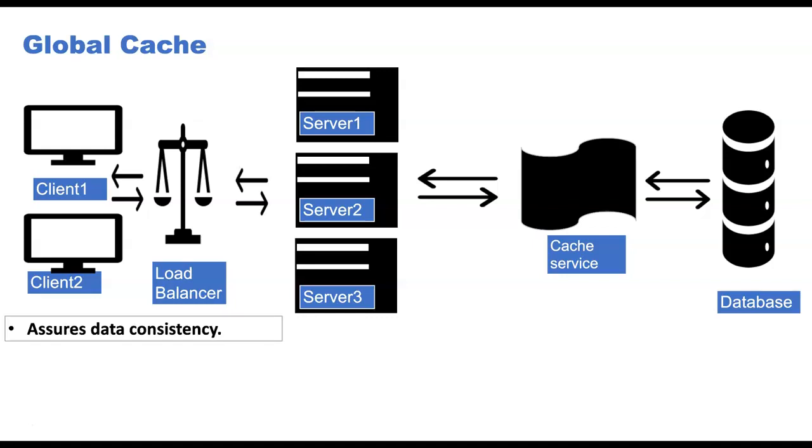The advantage of this is it assures data consistency, because whenever there is a request from client 1 or client 2, that will be redirected either to server 1 or server 2, and it will always go to the cache service itself. So there is no separate cache for server 1 or server 2. Server 1, server 2, server 3, all the application servers are sharing the same cache service. So there is data consistency and there is no cache miss concept.